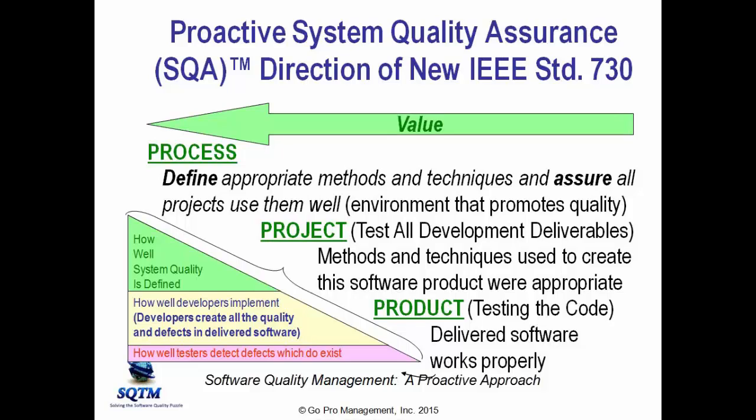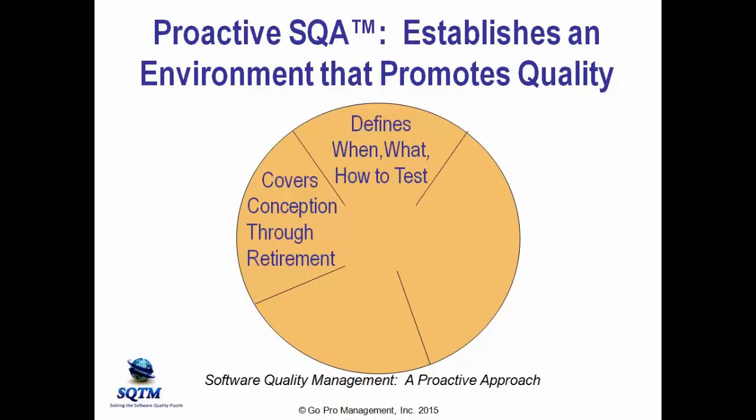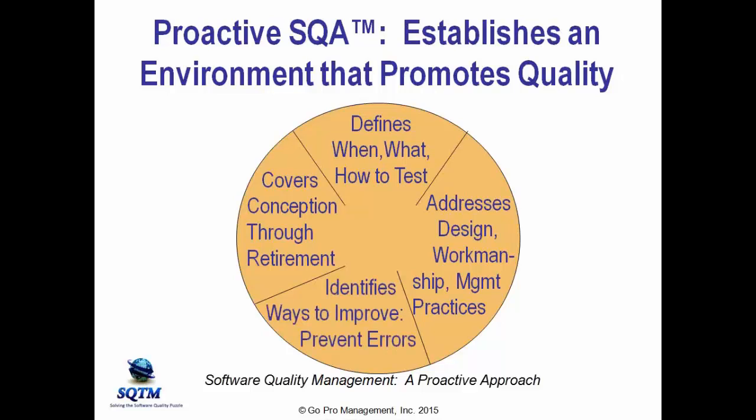But once again, when we look at where people actually spend their time, it's testing the delivered code that people spend the bulk of their time on. So, proactive software quality assurance is establishing an environment that promotes quality. It's cradle to grave. It's defining when and what and how to test. It's addressing design and workmanship and management practices, not just testing code. And it's looking at ways to improve and prevent errors.